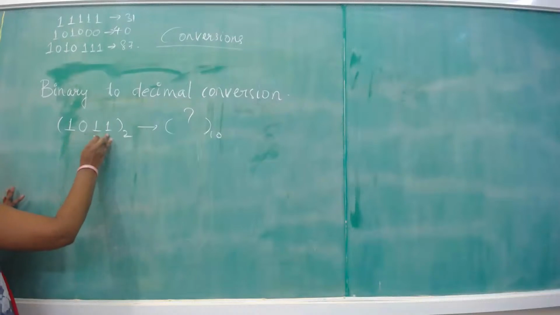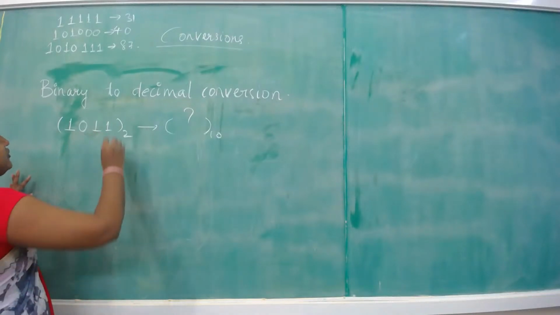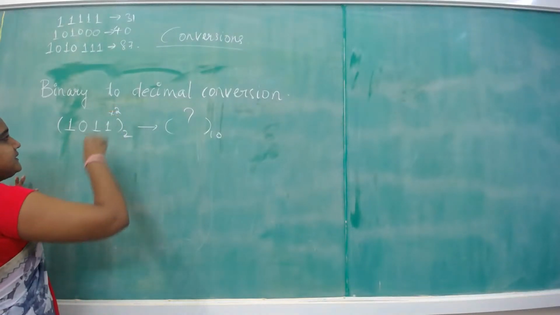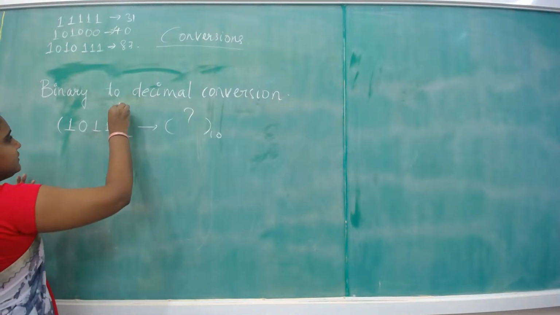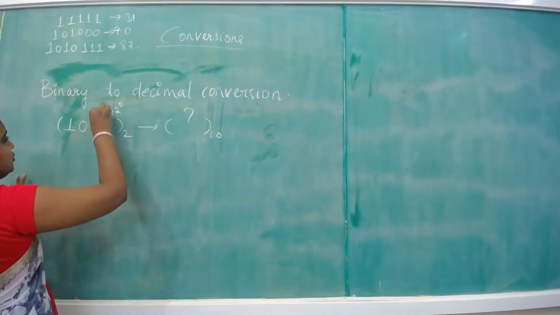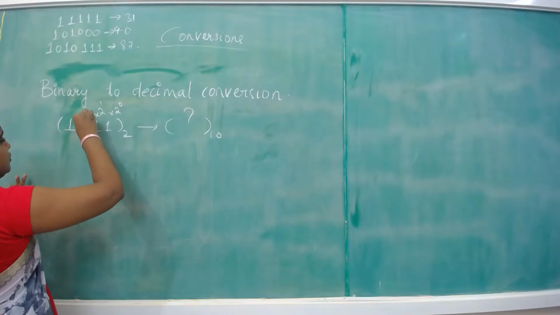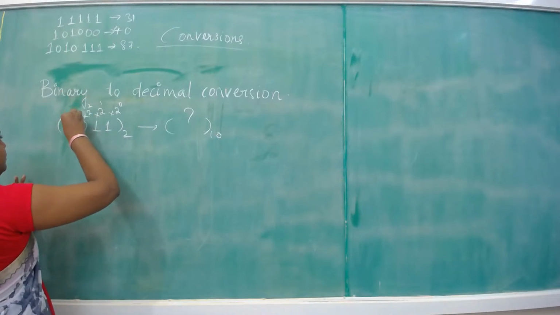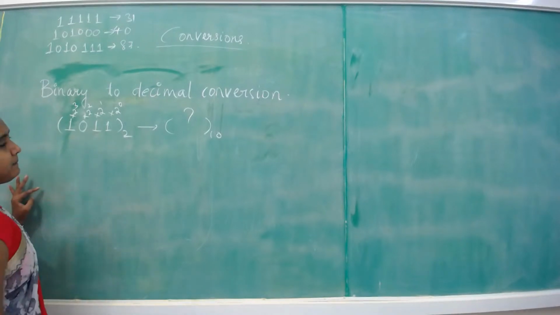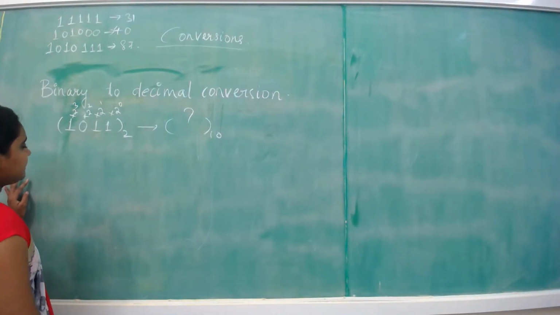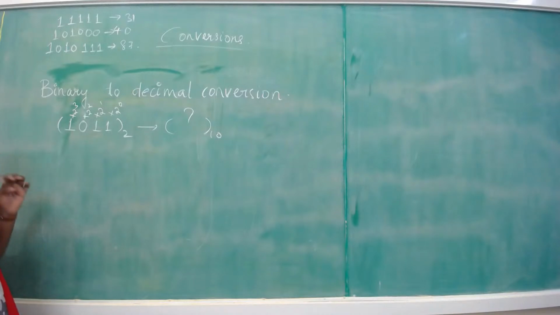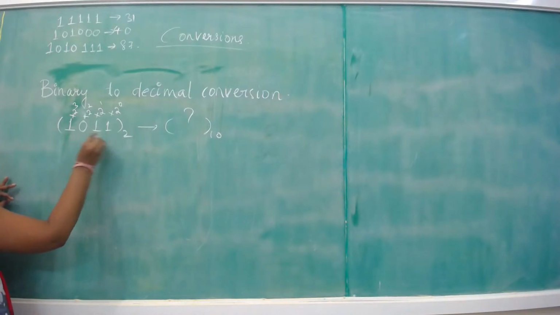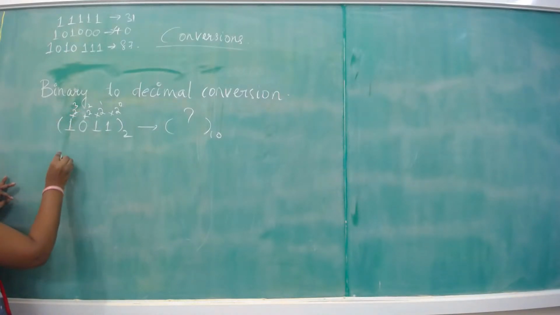So here we have to multiply the number with its place value: 2 to the power of 0, 2 to the power of 1, 2 to the power of 2, 2 to the power of 3. So the method is, the first value 1 into 2 to the power of 3. Okay, that is how to write.